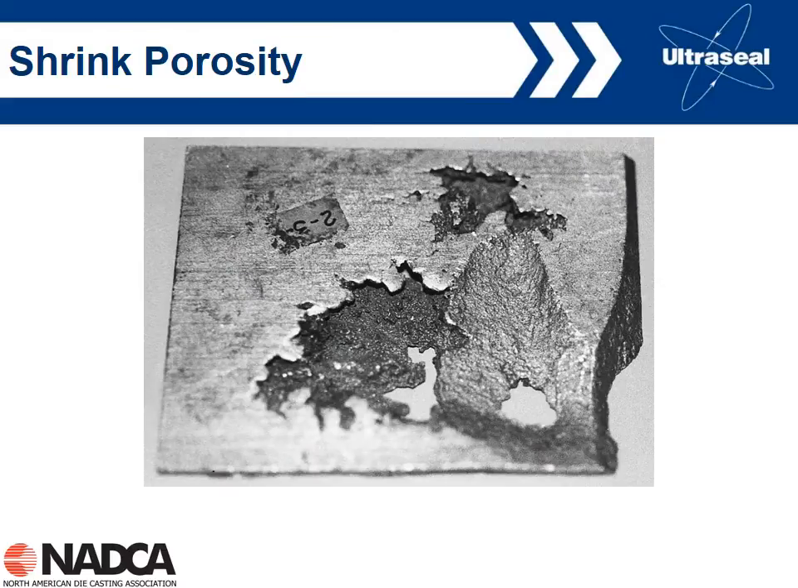So again, let's talk a little bit more detail about shrink porosity. Here's an example of a shrink pore. Again, we've got the jagged shape we were talking about earlier. This is actually not from a die casting. This is actually taken from a sand casting; generally we don't do quite as badly as this in the die casting process. But it kind of gives you the idea of the jagged shape we were just talking about.